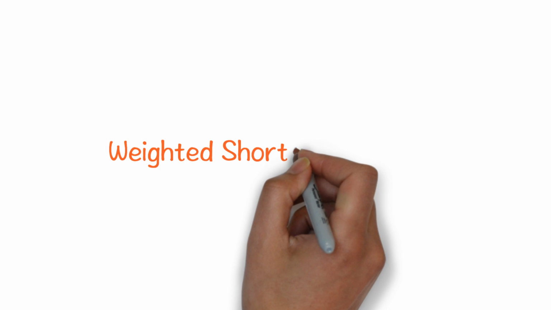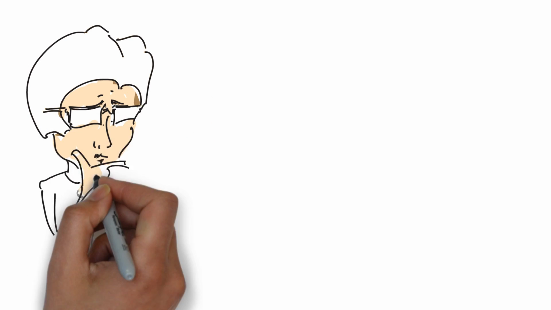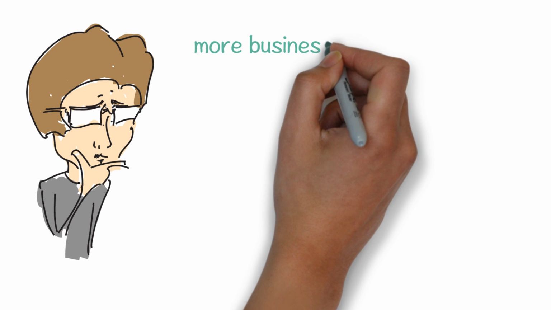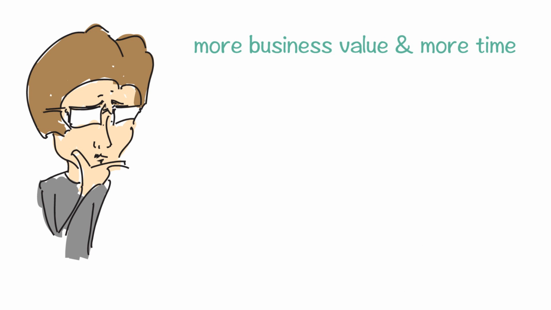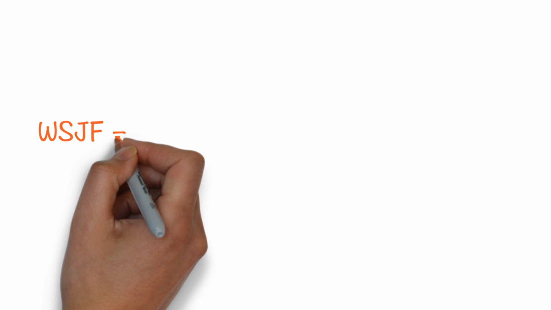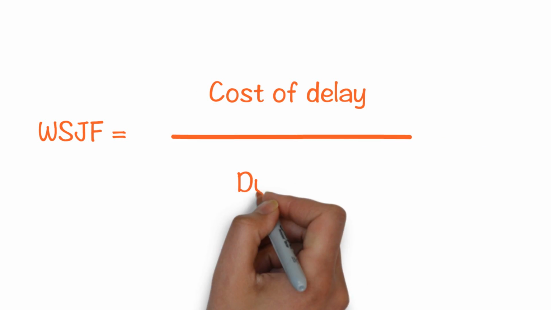If you have been prioritizing your product backlog based on intuition, or if you were in a dilemma whether to implement a product backlog item which has more business value and more implementation time against another PBI which has lesser business value but quicker implementation time, then weighted shortest job first is a prioritization method you can apply. In WSJF, you calculate the cost of delay and divide that by the duration.